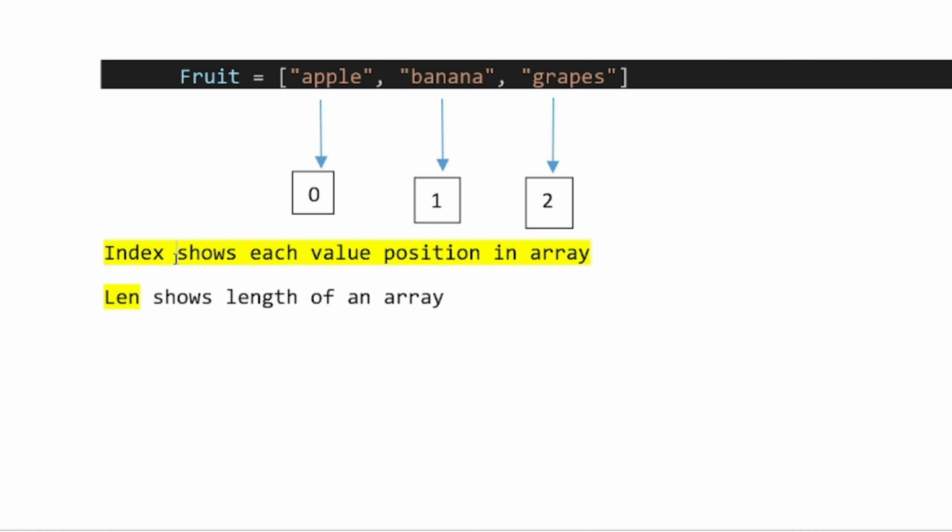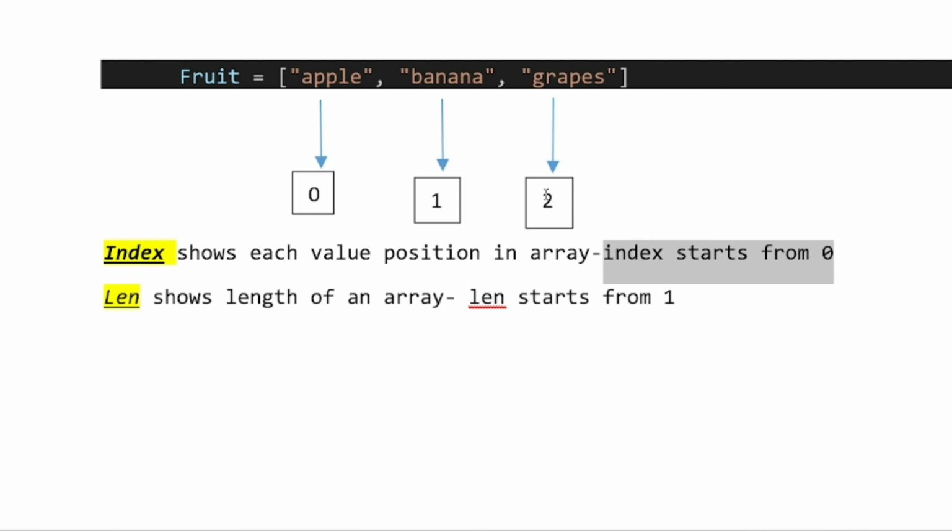Now let's learn about len. Index showed each value's position in an array, and len shows the length of an array. And one more thing, you need to remember index starts from 0. So when you count, you count 0, 1, 2. And len shows the length of an array, so it starts from 1.